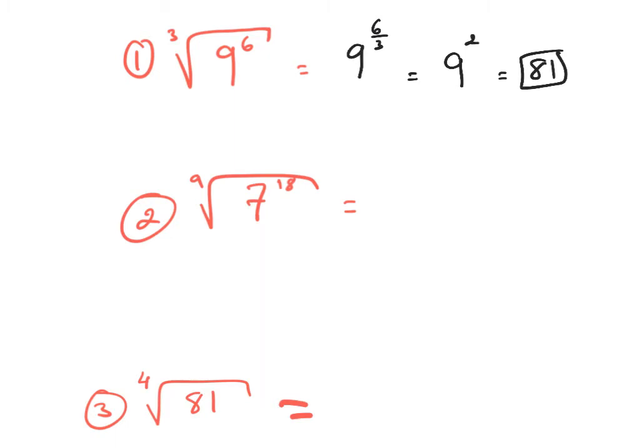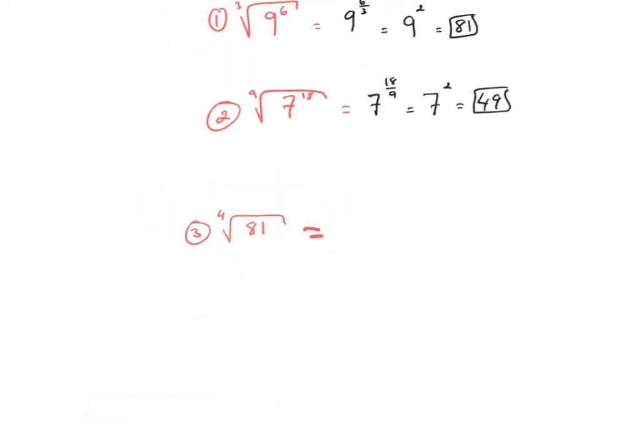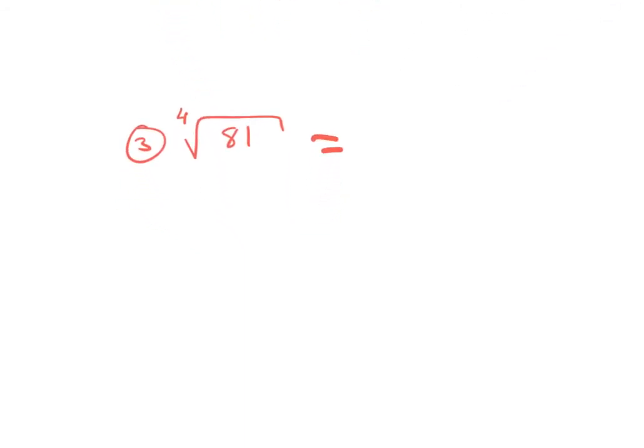Let's go to example number 2. I got the 9th root of 7 to the 18th power. Again, we're going to do the same thing. So that would be 7 to the 18 over 9. The answer would be 7 squared, and 7 squared is 49. That's going to be the answer.